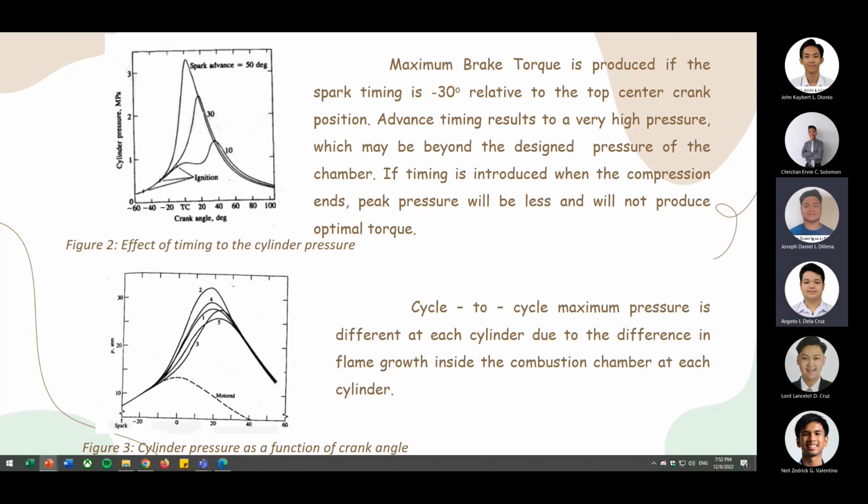And then, the next graph is showing the effect of timing. Sorry, the cylinder pressure as a function of crank angle. Cycle to cycle maximum pressure is different at each cylinder due to the difference in flame growth inside the combustion chamber at each cylinder. It depends on the local mixture, motion, and composition. Although the amount of mixture is the same at each cylinder, its composition may vary a little due to the mixing methods and timing.